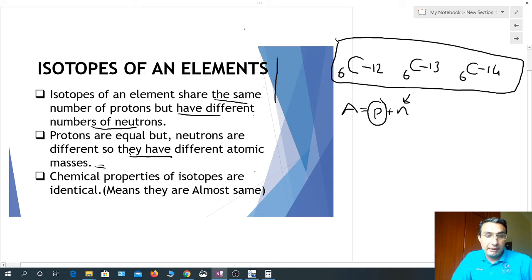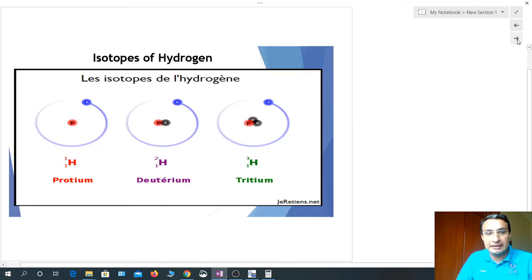So the chemical properties of isotopes are identical. It means that the chemical properties of isotopes of an element are almost the same because these are the same element. They have just different atomic masses. I am going to give you some examples, and on those examples you can understand better. For example, in the periodic table, almost all the elements have isotopes. What does it mean? They can exist in the form of having different atomic masses.